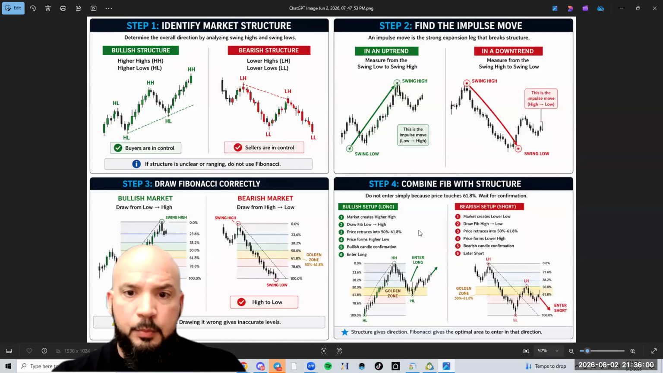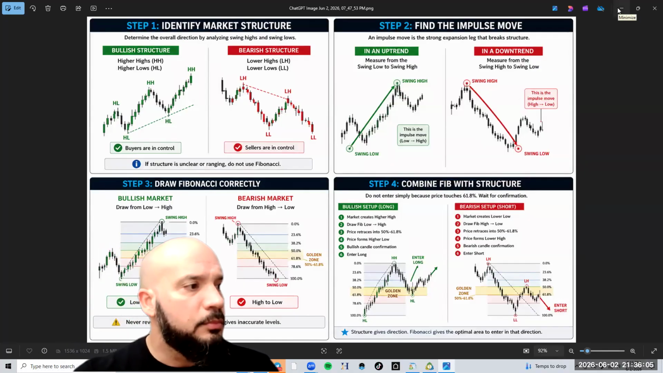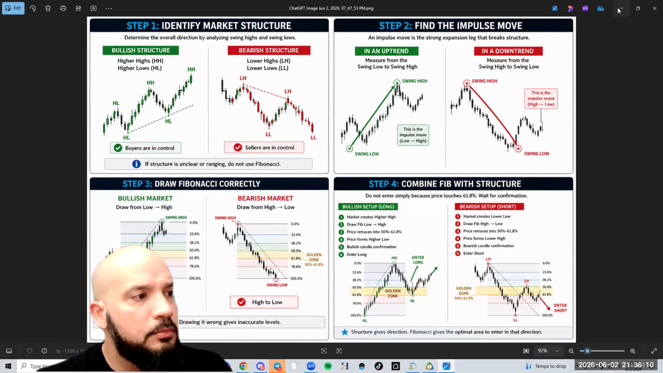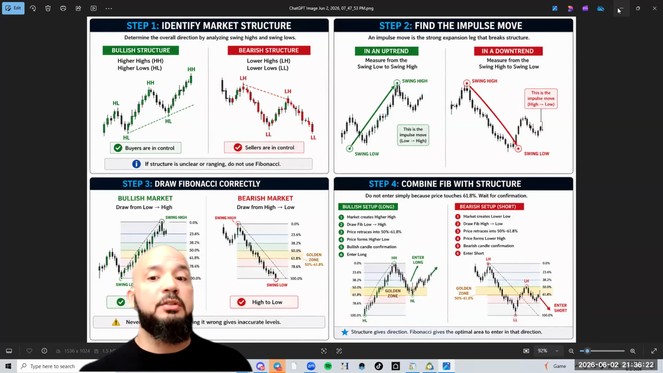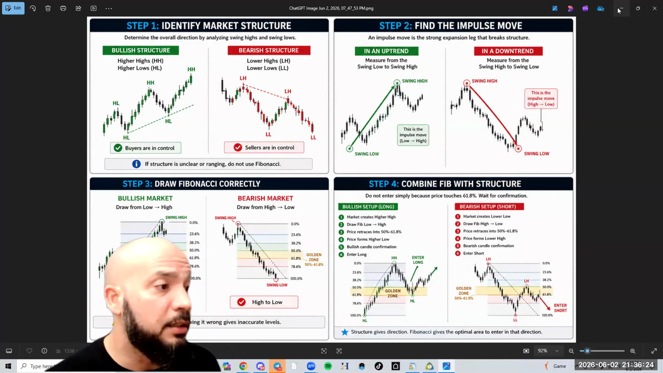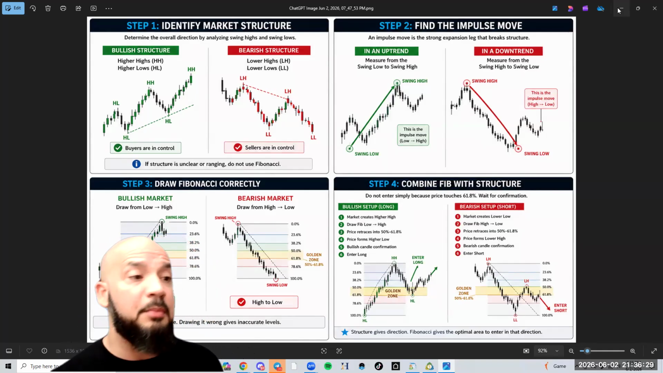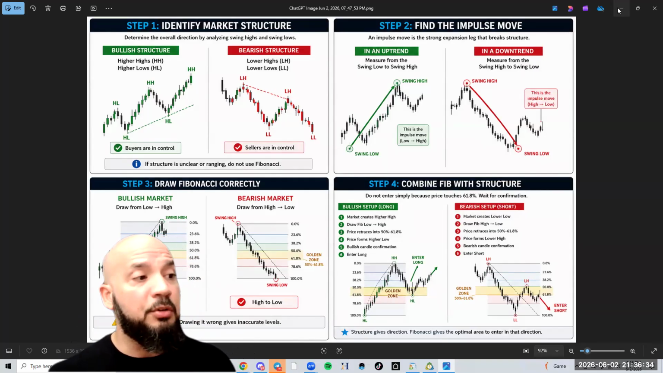I'm still a little confused as to where to place the Fibonacci, because you go through the impulse, then the correction, so you waited for the correction, so now is where you want to place the Fibonacci, right? That's what we're going to get to now. We're going to combine the fib with structure. You're asking, how do I place the fib on top of market structure? That's what we're about to get into right now.